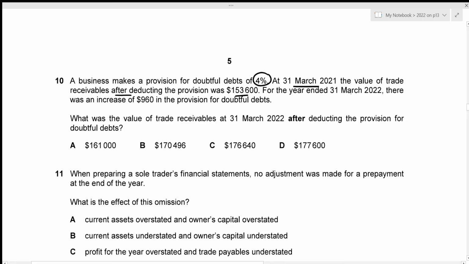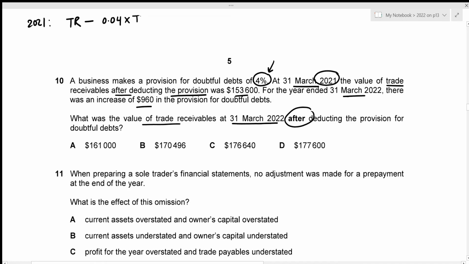For the year ended 31st March 2022, there was an increase of 960 in the provision for doubtful debts. And now we need to figure out the value of trade receivables at 31st March 2022 after deducting the provision for doubtful debts. Okay, let's start with the information that we have for the year ended 31st March 2021. We are told that the value of trade receivables, minus the provision, and we know that the provision is basically 4% of the trade receivables. So minus 4%, which we can write down as 0.04 of trade receivables, has the value of 153,600.